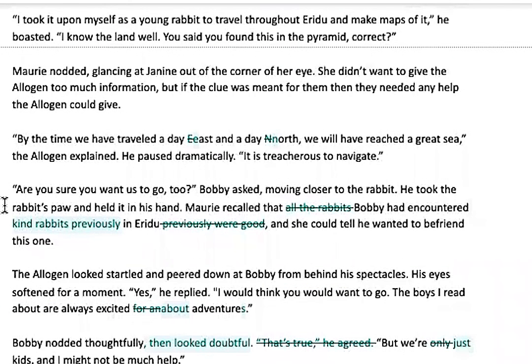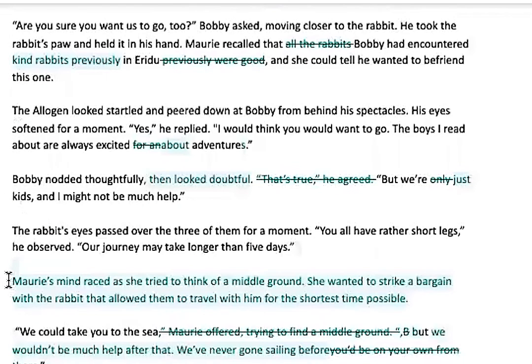From a reader's perspective, how are they going to see this? How are they going to perceive the characters and the situation? Are they going to really understand the story the way that I'm wanting them to? Is the dialogue clear and concise? Is it conveying just what it needs to, but not too much? And then, are the descriptions accurate and are they needed? A lot of it is just like this example down here. Mari's mind raced as she tried to think of a middle ground. So now I'm showing her thought process.